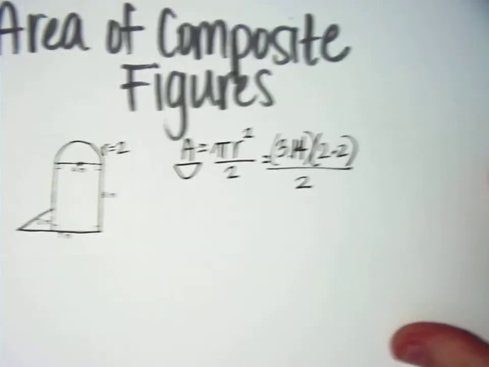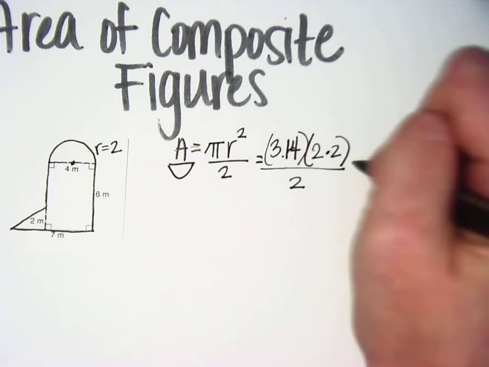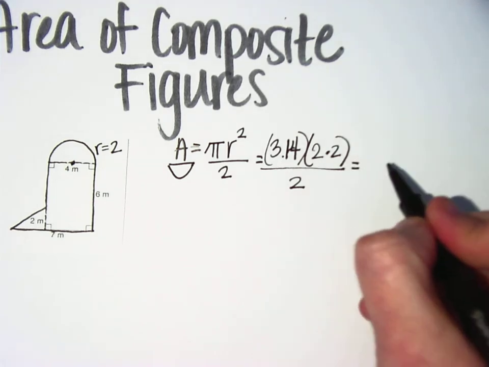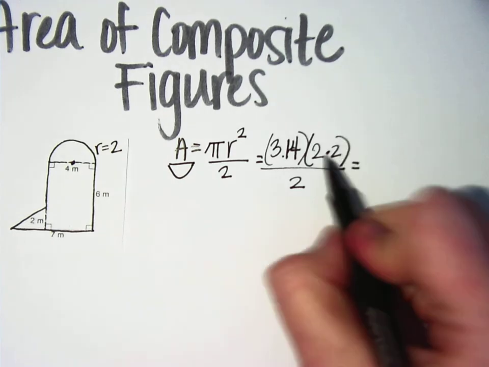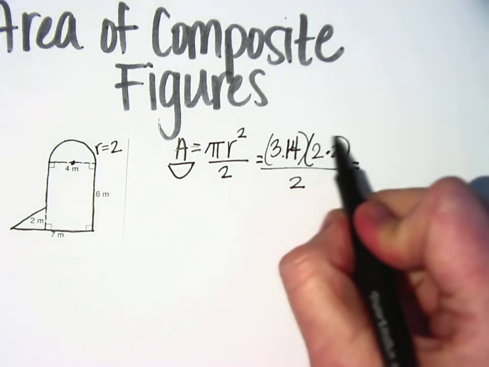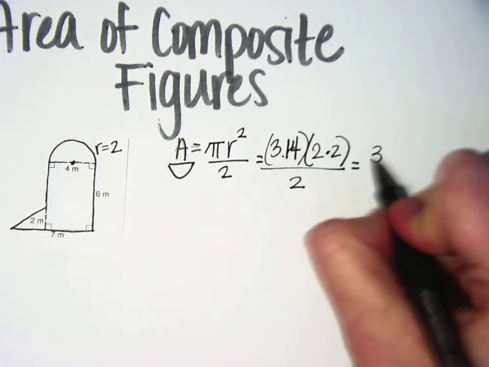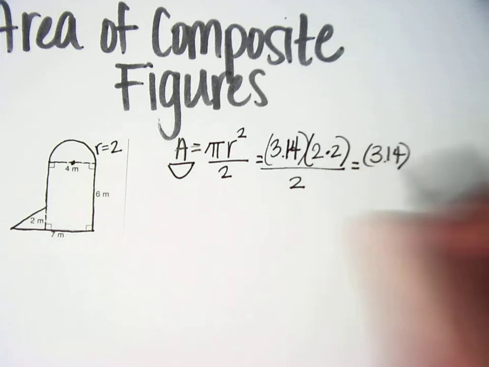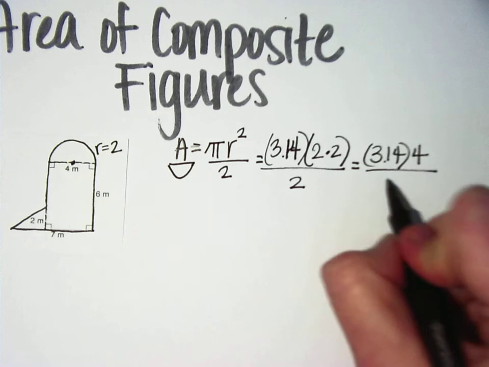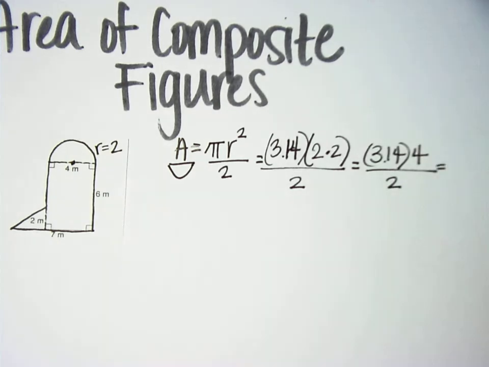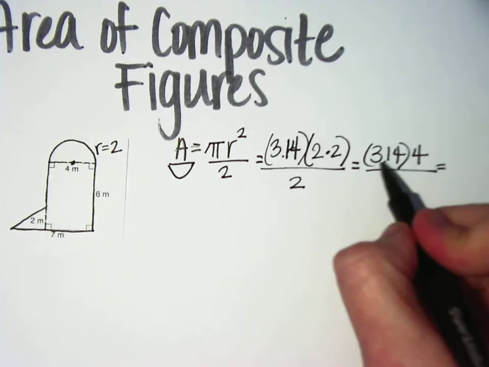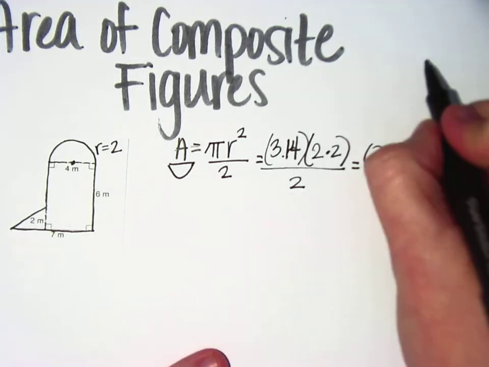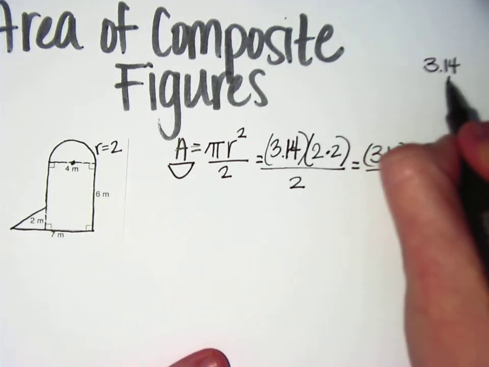Now we want to simplify our formula until we're down to just one number. Using order of operations, we do parentheses first, which is 2 times 2. So go ahead and rewrite your whole entire formula. 2 times 2 is 4, and we're going to divide all of that by 2. Now we're going to simplify again.